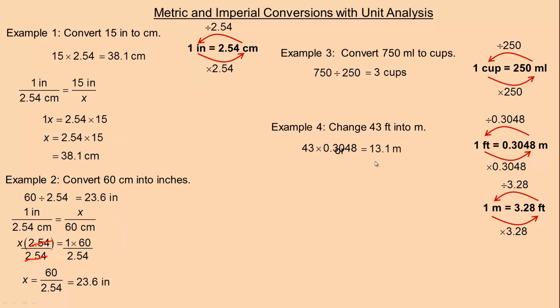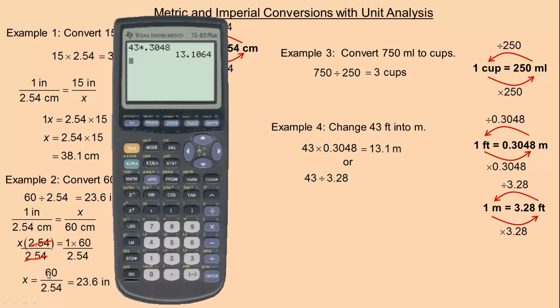Or we could instead use this one here. For this one, we're going from feet into meters, so I would be dividing by 3.28. If I bring my calculator back again, 43 divided by 3.28 is the same thing. It's still 13.1.